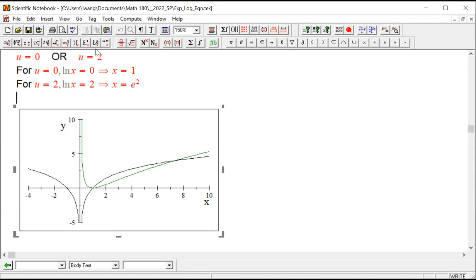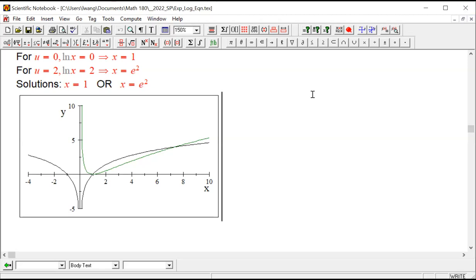So the first point, by this time you're done, right? So we have solutions. The solutions are x equals to 1, or x equals to e squared. Okay, so we get two solutions, right?